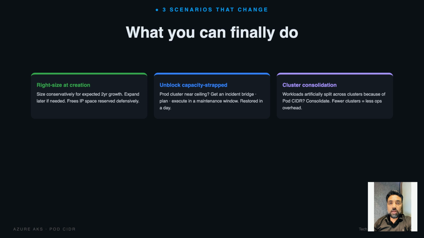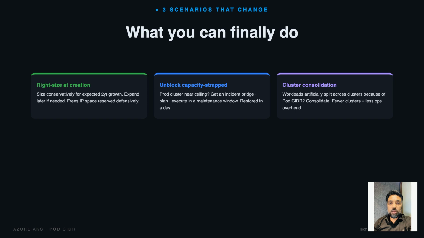Gotcha 2. The expanded range must not overlap with other used ranges in your VNet. Standard IP address planning applies. Reserve the expansion range in your IPAM before executing. Gotcha 3. Rolling updates take time. Depending on your workload restart patterns, full pod population on the expanded range might take days. This is by design. Non-disruption is the trade-off for slower propagation.